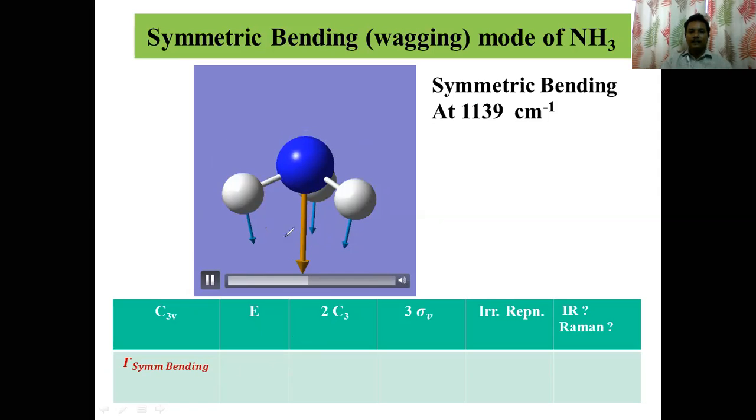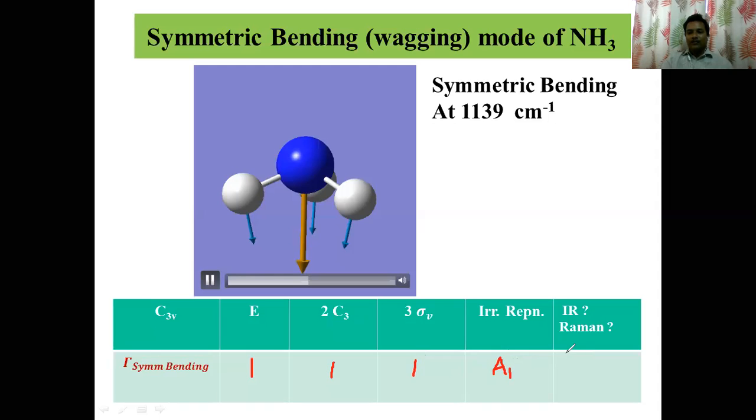Now if we do identity, this remains unchanged, so that is 1. And if I do C3 along this axis, right, so bending of course remains unchanged. This is going to be 1. Again sigma v xz, so that is this plane if you are taking, because NH is going to be on this, so that is going to be 1, right? So therefore the irreducible representation should be A1, right?